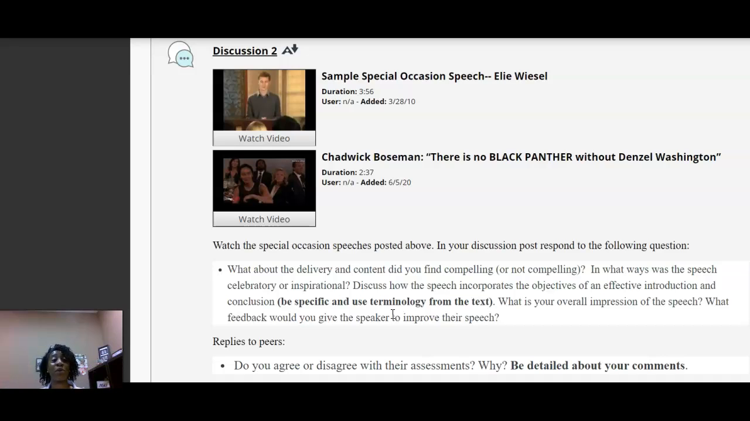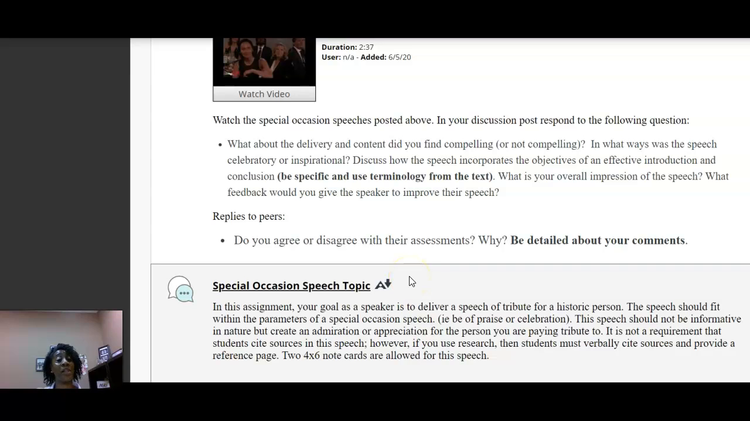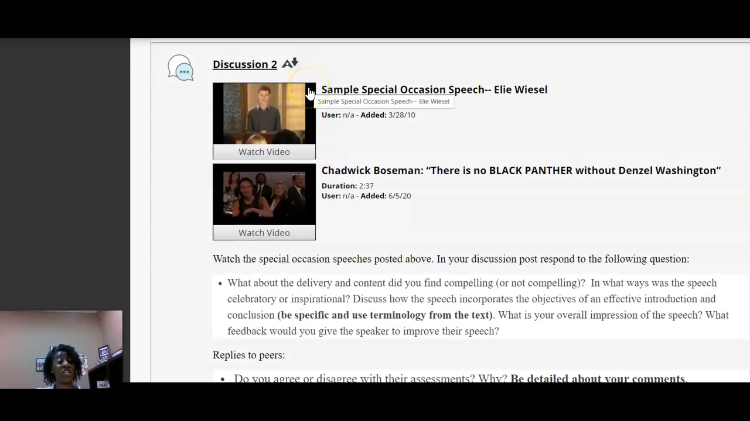So chapter 5 starts talking about the different ways we can think through this speech process. So go ahead and look at some of the ways that the introduction and the conclusion are effective using specific terminology from the text. Tell us, what is your overall impression of the speech? Also remember that you need to reply to 2 peers and you want to discuss your agreement or disagreement. So here's where you'll post your special occasion speech topic, and then here's where you will complete your discussion 2 assignment.